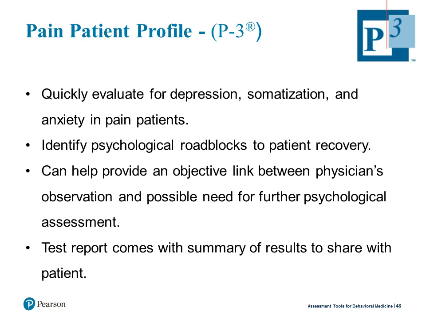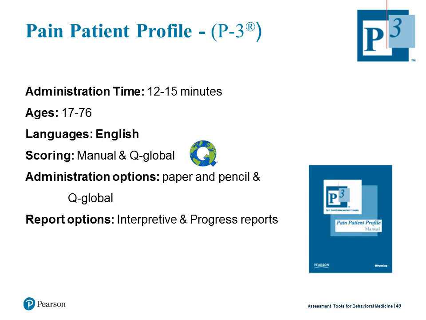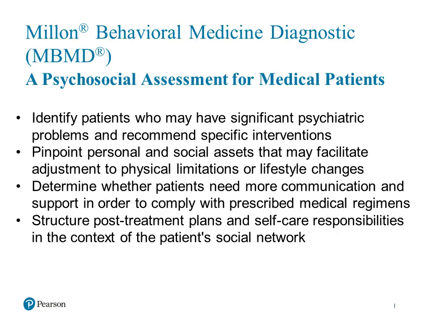It's also, again, pretty brief. So the scales here include depression, anxiety, somatization. There's a validity index. So, again, the brief information about that one.